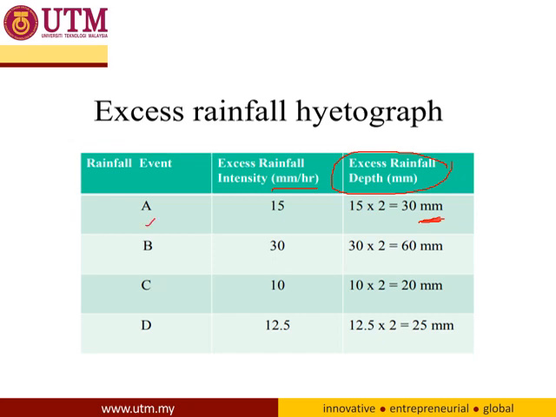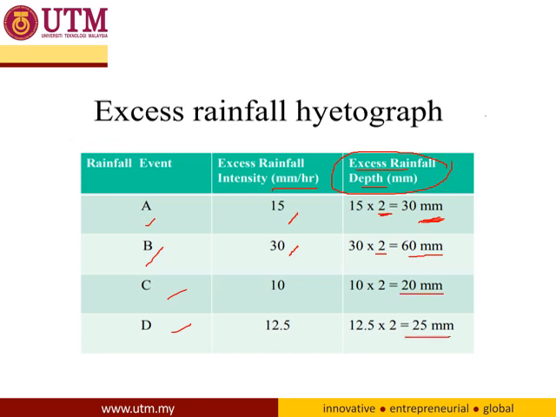For storm A, it's a 15 millimeter per hour rainfall intensity. So you multiply by 2 hours, because the time duration is 2 hours. See back the hyetograph. So you get 30 millimeter. So 30 millimeter is the excess rainfall depth for storm A. And then for storm B, you also multiply the rainfall intensity by 2 hours, and you get 60 millimeter rainfall depth, and so on. For C, you get 20 millimeter. For D, you get 25 millimeter.